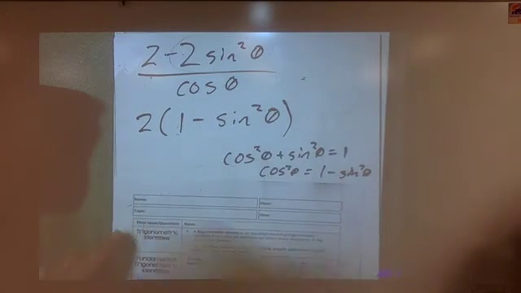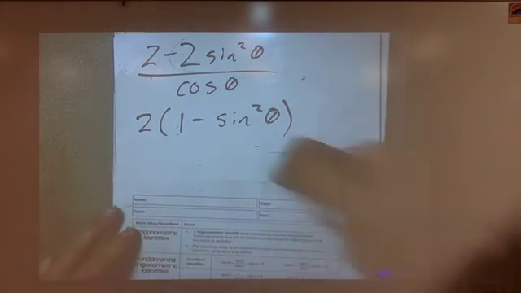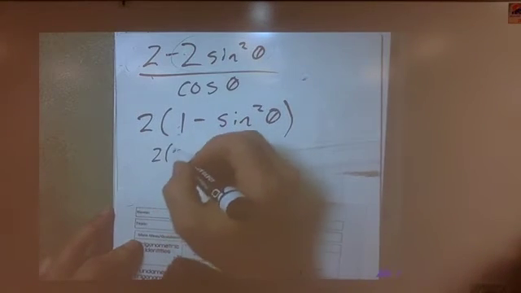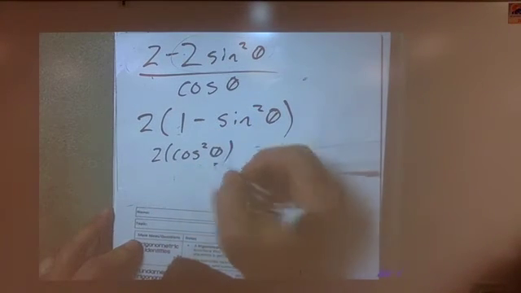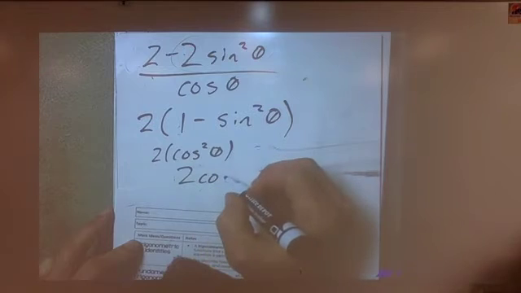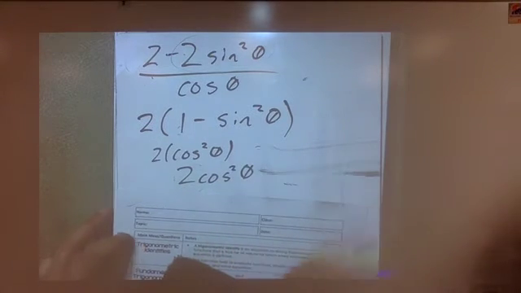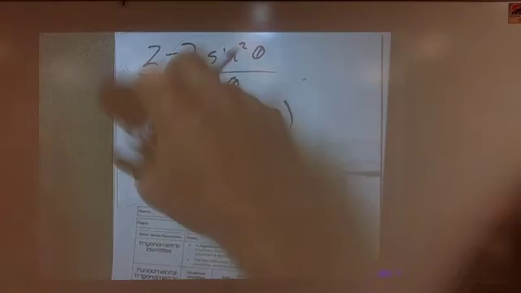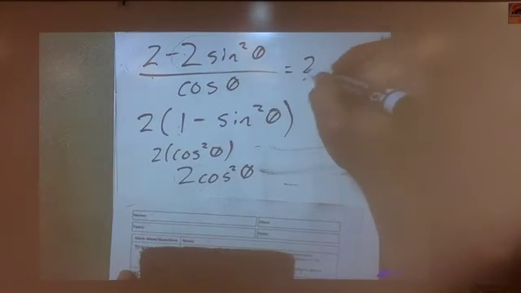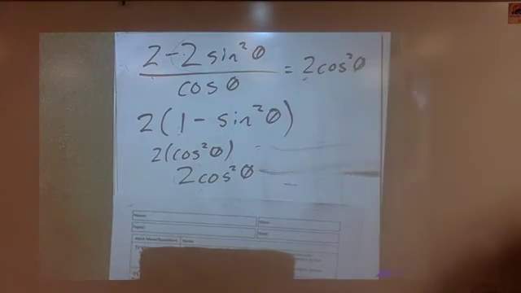So we're just going to turn that into a cosine squared theta. So you end up with 2 times the cosine squared theta, which is, you don't really need the parentheses, it's just 2 cosine squared theta. So that whole thing right there is just equal to 2 cosine squared theta.